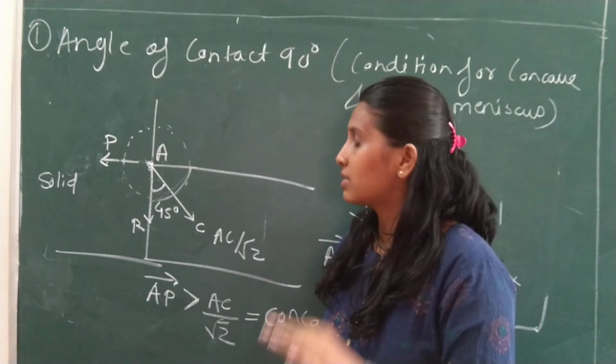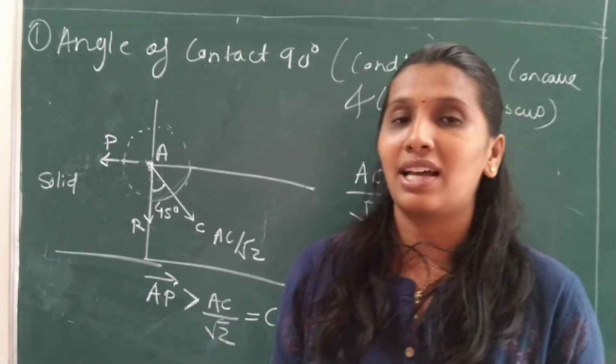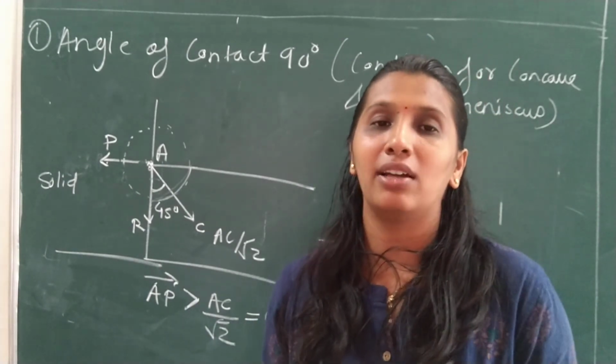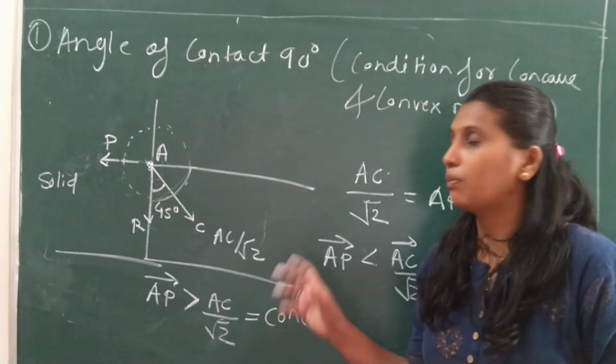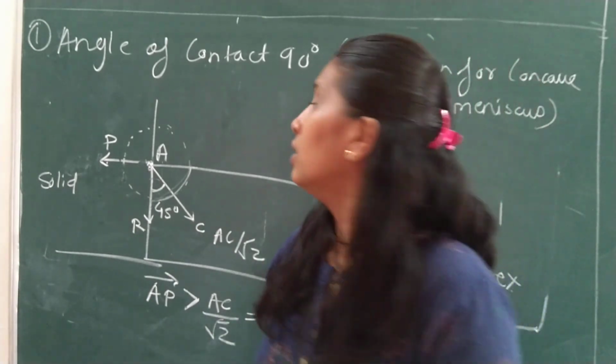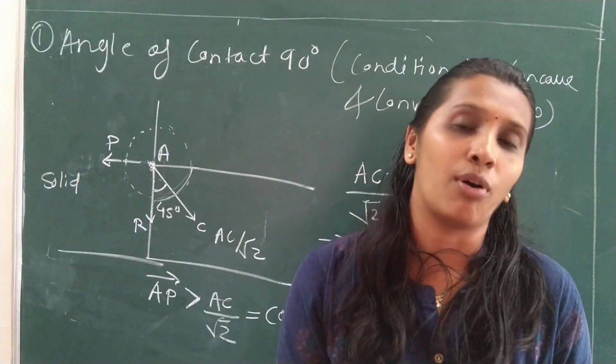And the third case we saw just before this is the pure water and glass pair, which had an angle of contact 0. So these are a few diagrams in which, with the help of component resolving, you need to understand how the angle of contact changes and how the meniscus is formed.